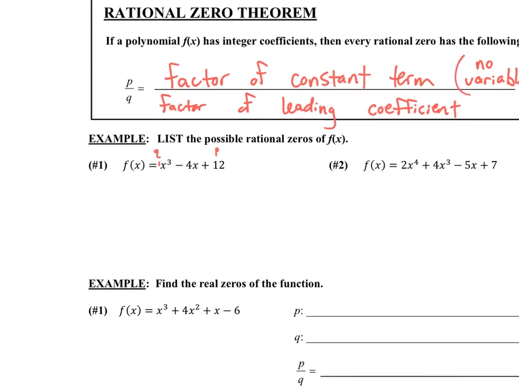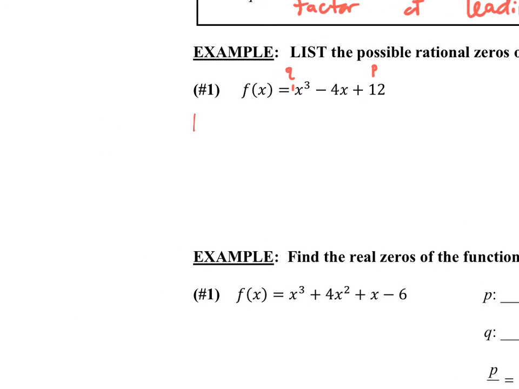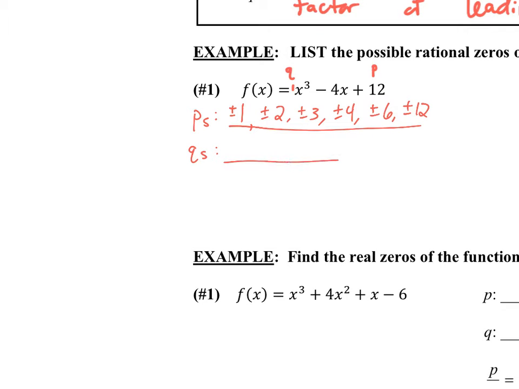So what we would do is we would list the factors of the P's. So the P's would be anything you can divide 12 by. So you can divide 12 by 1, or negative 1, 2 or negative 2, 3 or negative 3, 4 or negative 4, 6 or negative 6, and 12 or negative 12. Those are all the numbers you can divide 12 by. And we pick 12 because 12 is the constant. The Q's are all the numbers you can divide the leading coefficient by. And the leading coefficient is 1, and the only thing we can divide the 1 by is 1.